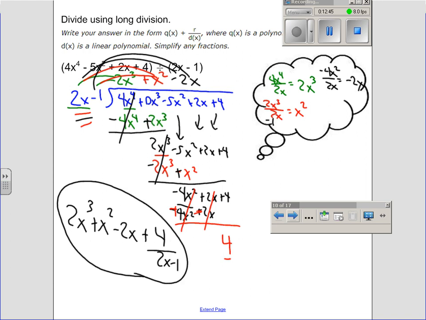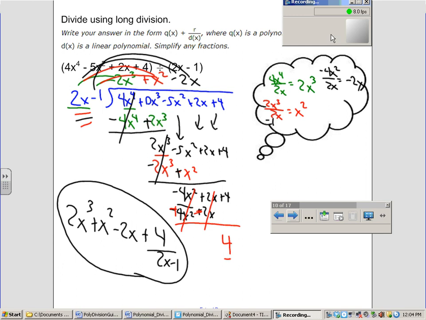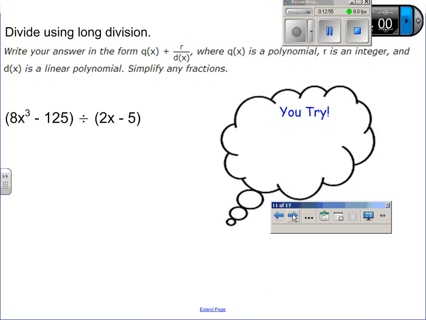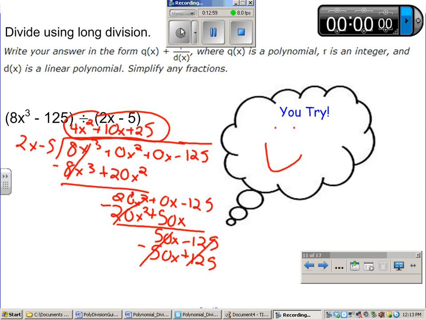Let me pause the video to actually check that answer. Yes. Thanks for watching the polynomial long division video. Here's one to try on your own, and we'll post the answer in just a second. So there you go. There's your solution, courtesy of Lex Verani. 4x squared plus 10x plus 25 with a remainder of 0.